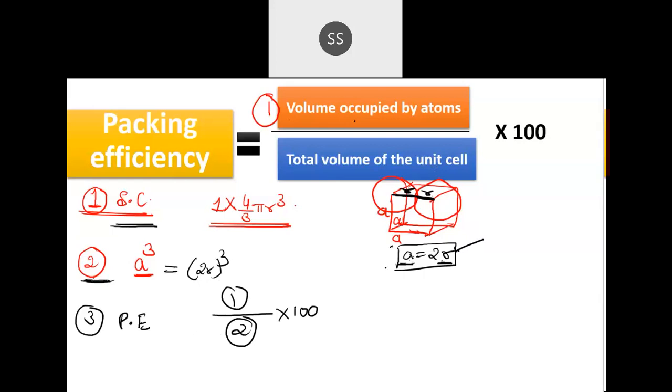Okay, one is to calculate the A value. You will get the A value with the radius of the atom. You should see that atoms are exactly in contact along that edge length. Or if they are not, then you should find some other way to get the relationship between A and R. Then cube it. Once you cube it, you'll get the volume of the unit cell, then divide and multiply by 100 to get the packing efficiency. This is the concept you need to follow throughout for everything.